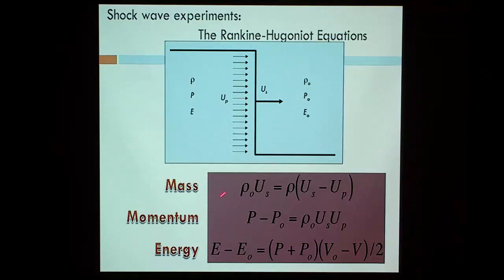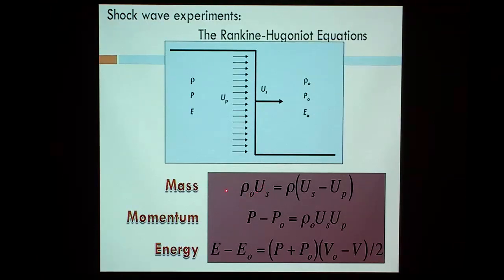That leads to these three equations, which are called the Rankine-Hugoniot equations, or jump conditions. And they're just statements of conservation of mass, momentum, and energy. Okay? They are true across any shock front of arbitrary geometry, but we usually simplify this to one-dimensional flow, so we just have to write down a scalar velocity.